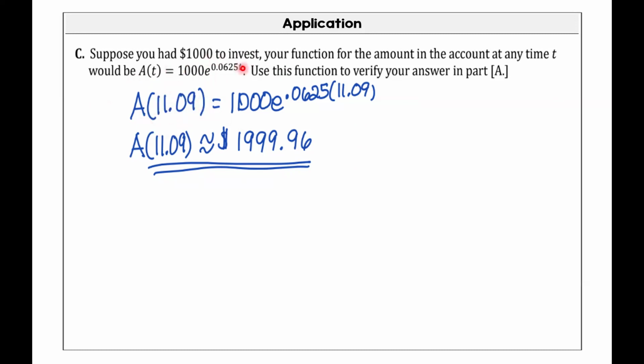So to test out that theory, we're going to substitute 11.09 in, use the calculator to calculate, and we get that after 11.09 years, your investment will be roughly $1,999.96, which in fact is almost double your investment. Okay. And that's how you would do that. So that concludes our 2C.3.